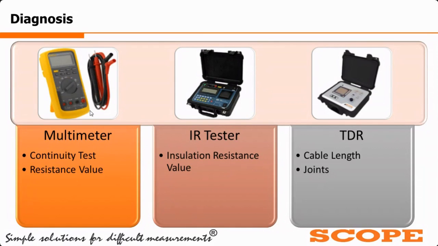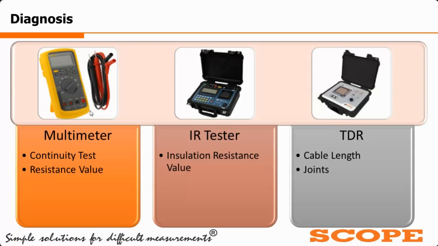insulation resistance value, and according to the insulation resistance value we have to categorize the fault as high resistance or low resistance, and we have to note down the exact faulty pair, whether it is core to core or core to armor. So we have to note down all these values for all possible combinations of core to core and core to sheet. After that, we have to do the TDR testing, in which we will note down the exact cable length and also the joint locations in the cable log sheet.